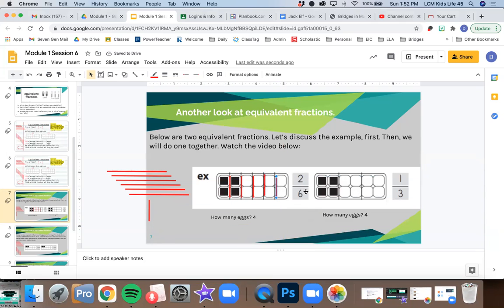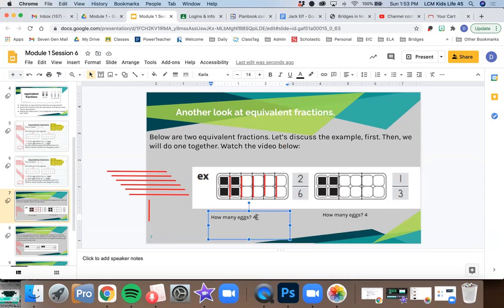Okay, so let's check our math. Do I have 6 different sections? 1, 2, 3, 4, 5, 6. I do. I have 6 different sections. How many sections are full? 2 sections are full. So this fraction right here represents 2 sixths. Okay, so 2 sixths is equal to 4 eggs. So what's the fraction for this? It's 2 sixths, which equals 4 eggs.